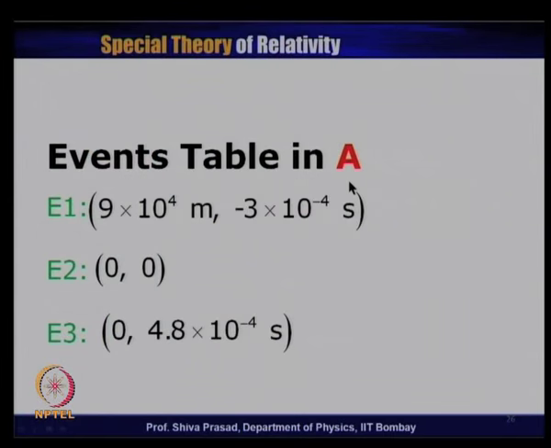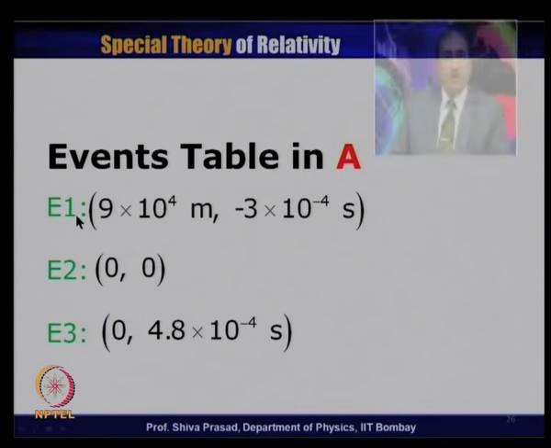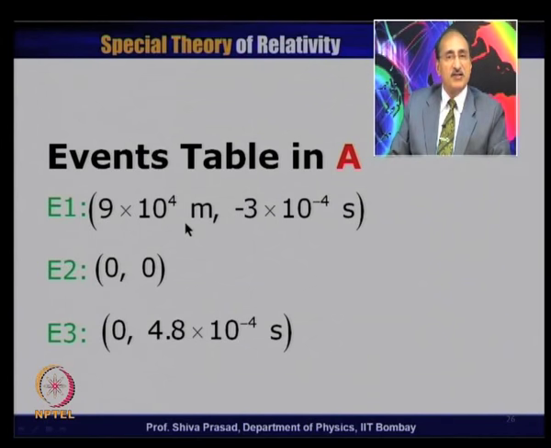So, now I know all the events and I have filled the event table in the ambulance frame of reference. This transparency shows the event table in the A frame. Event number 1 occurred at 9 into 10 power 4 meters and at a time of minus 3 into 10 power minus 4 second. Event 2 occurred at x equal to 0, t equal to 0. Event number 3 occurred at x equal to 0 and at time 4.8 into 10 power minus 4 second. So, my event table is filled both in the H frame and the A frame.